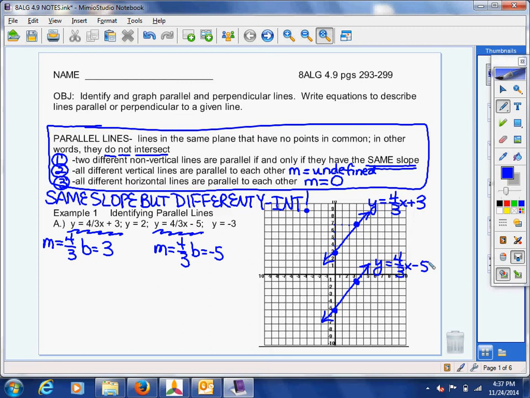Let me change colors because I want to talk to you about these next 2. I know there's something special about both of these.